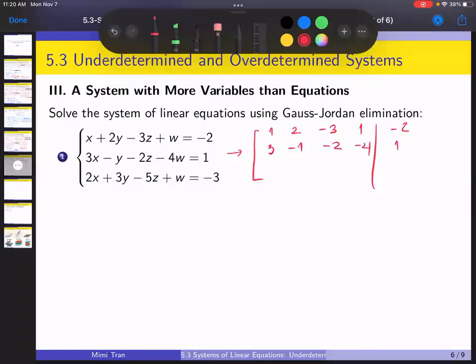3, -1, -2, -4, 1, 2, 3, -5, 1, -3. What is my diagonal? Let me ask you if it's true or false. Is it right? The 1 is included. Is it right or wrong? Wrong, right? Your diagonal is just up to the -5. That's it. Remember, you're missing an equation. So whatever is underneath it has to be 0.